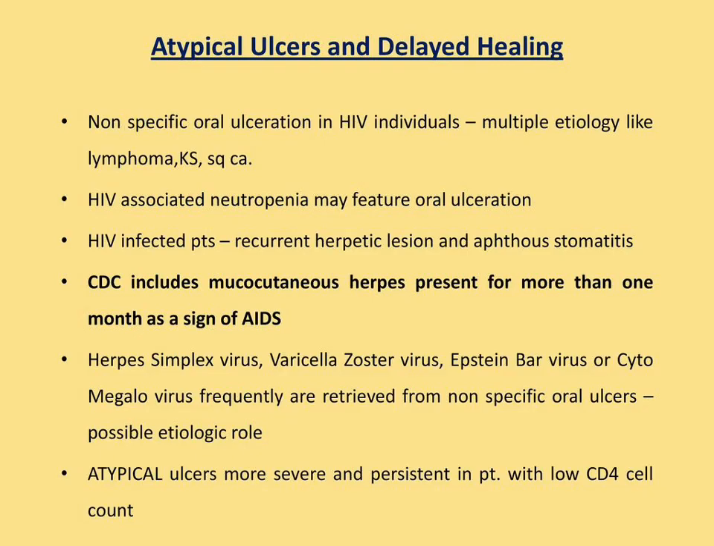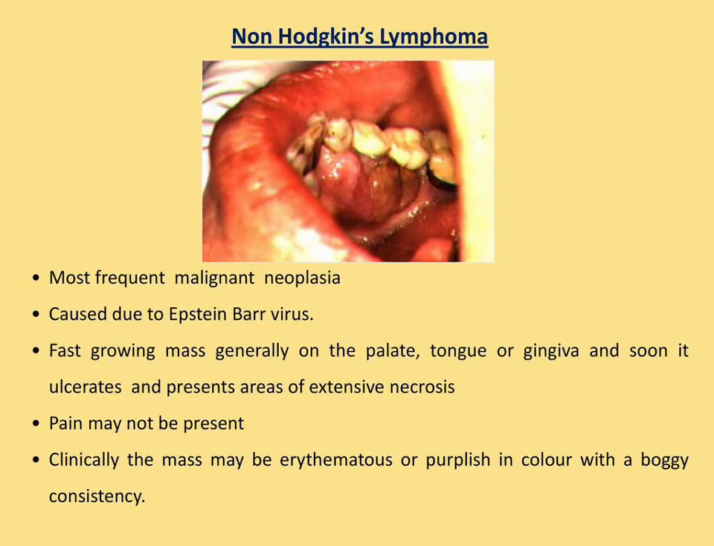The CDC includes mucocutaneous herpes present for more than one month as a sign of AIDS. Herpes simplex virus, Varicella zoster virus, Epstein-Barr virus, or cytomegalovirus are frequently the source of non-specific oral ulcers. Atypical ulcers are more severe and persistent in patients with low CD4 cell count.